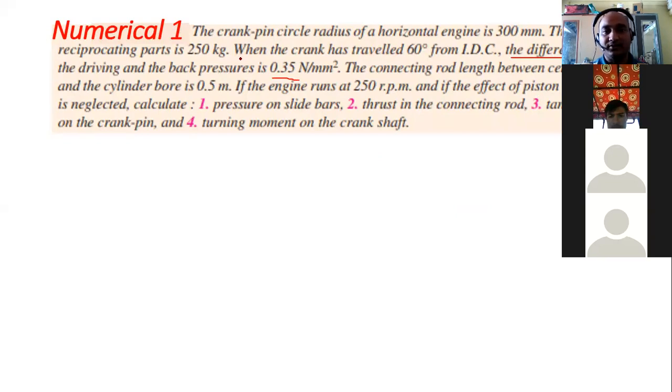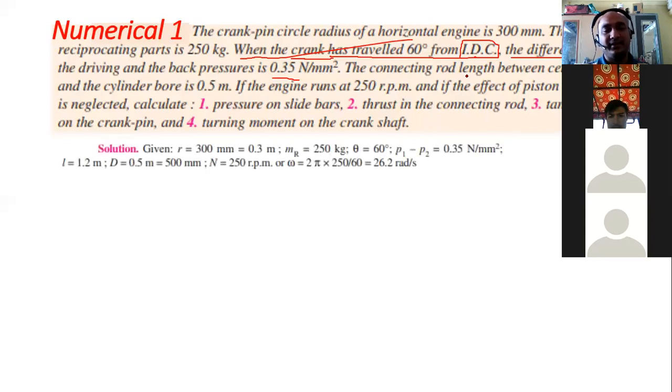Okay, you can read this sentence: when the crank has traveled 60 degrees from IDC. So from where is the crank traveling? From IDC. So when the crank is traveling from IDC, Fi is negative. Okay, so we have to remember this term, right? And the remaining things are very simple, you know.